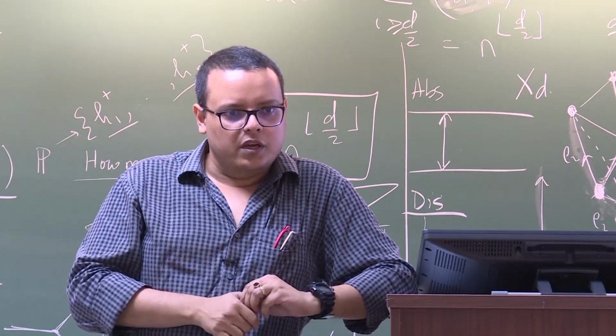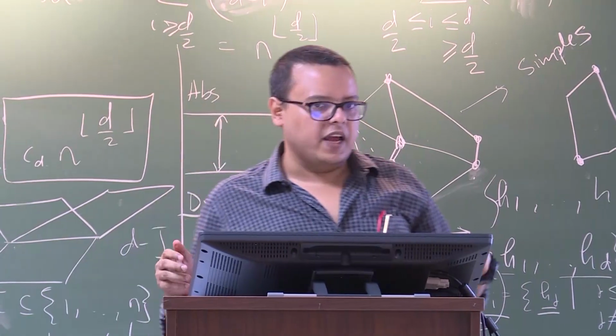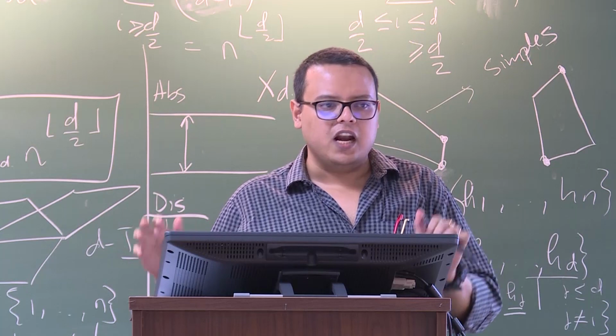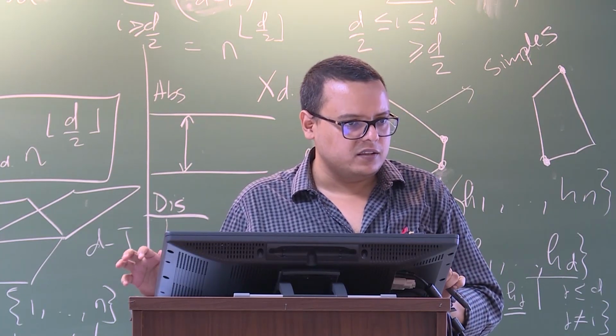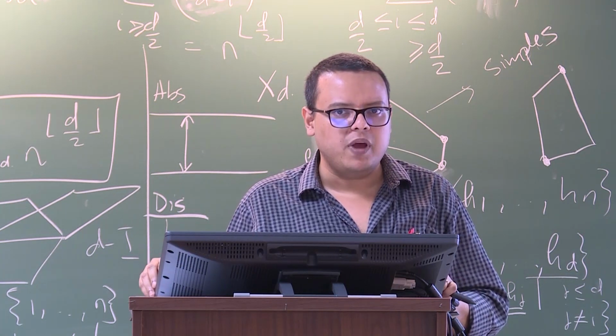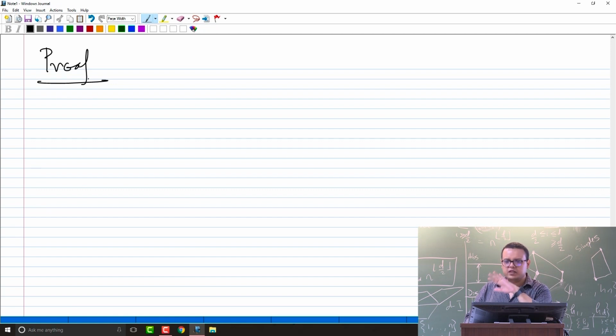So let us take that as a black box. In any dimension, for any given n, I can always generate n points such that any subset of less than or equal to D plus 1 points will be affinely independent. That is the only thing I will use for this proof and nothing else.